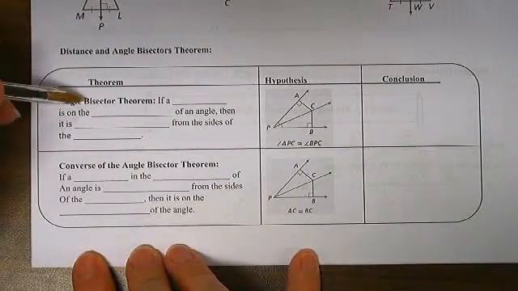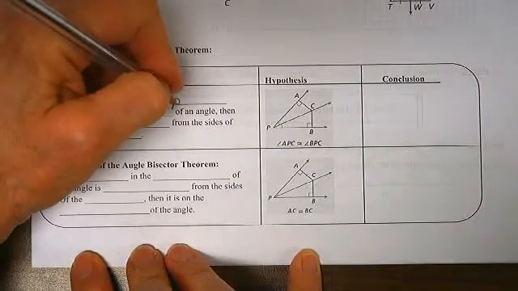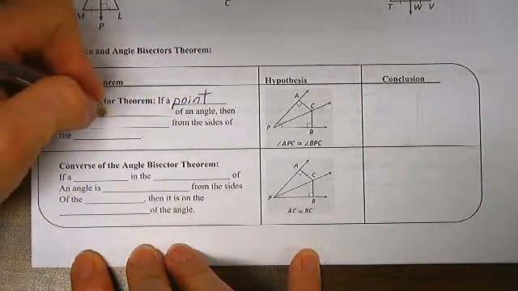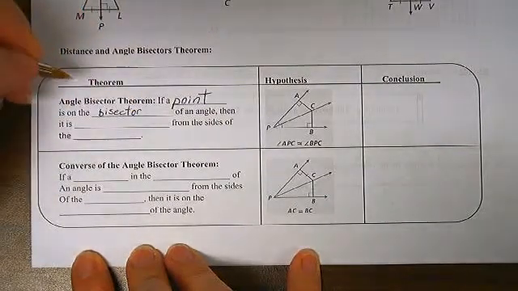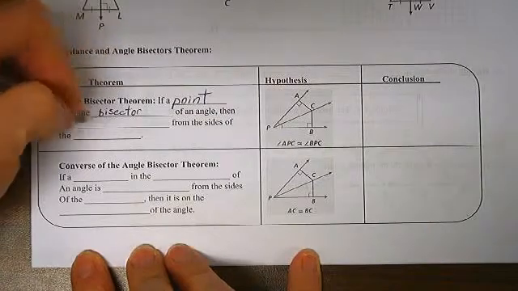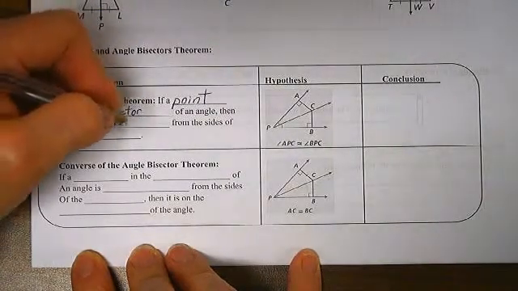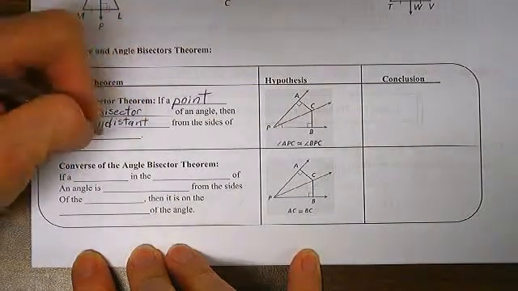The angle bisector theorem. If a point is on the bisector of an angle, then it is equidistant from the sides of the angle.